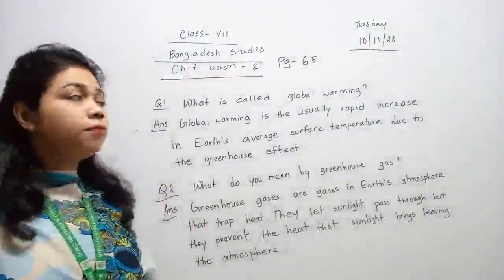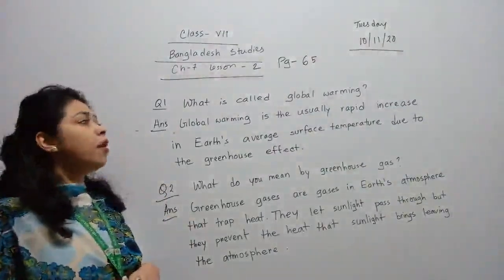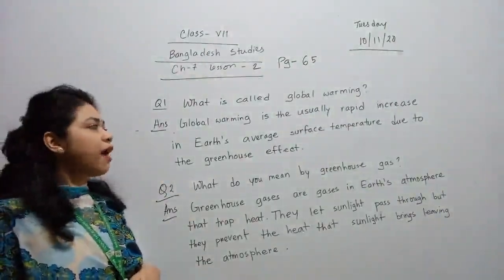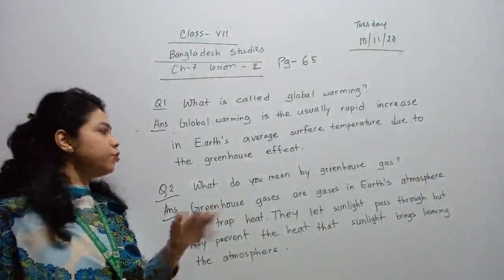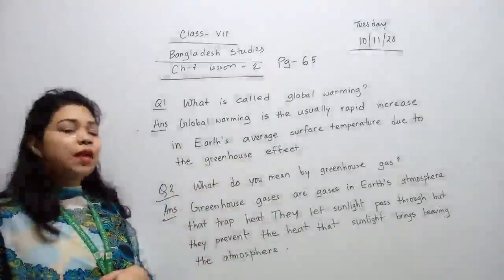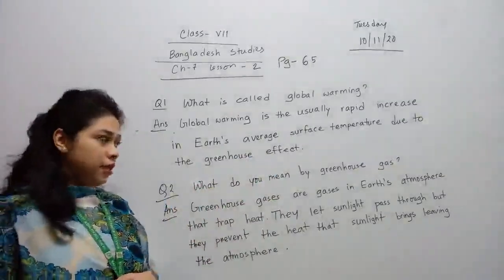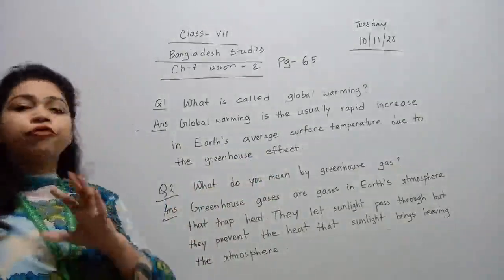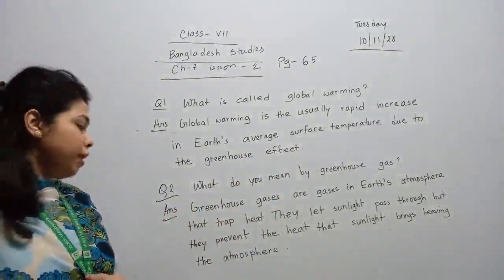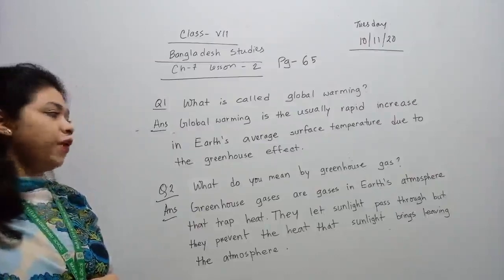Please write it down. What is called global warming? Global warming is the usually rapid increase in Earth's average surface temperature due to the greenhouse effect. And what do you mean by greenhouse gas? Greenhouse gases are gases in Earth's atmosphere that trap heat. They let sunlight pass through, but they prevent the heat that sunlight brings leaving the atmosphere.